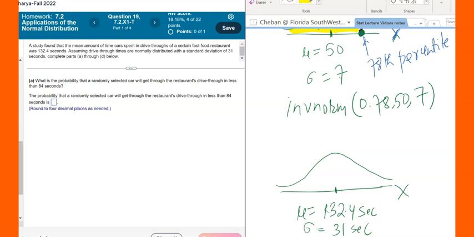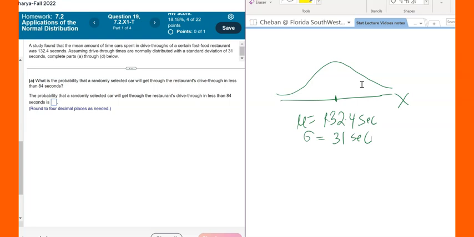That's the question number, let's say 19. That's what I'm doing here. Now, what is the probability that a randomly selected car will get through this drive-through in less than 84 seconds? Here we're looking for the probability of drive-through time less than 84 seconds.